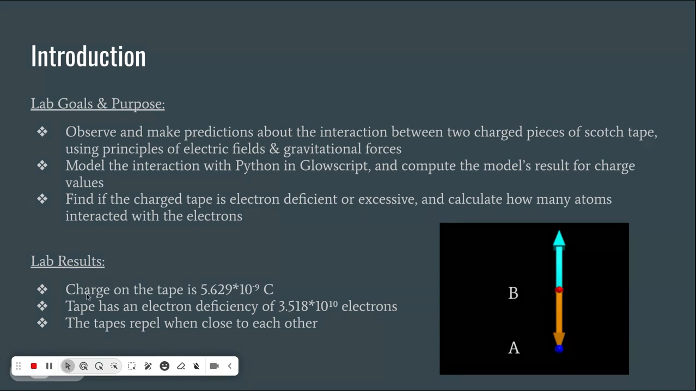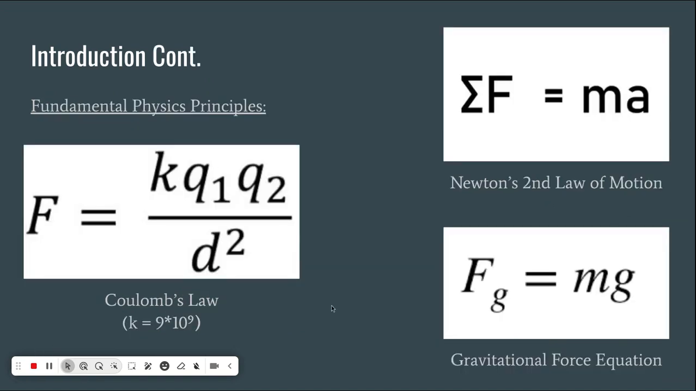So the results that I found: the charge on the tape is 5.629 nanocoulombs. The tape has an electron deficiency of 3.518 times 10 to the 10th electrons, and the tapes repel when close to each other, meaning that they have like charges. We can see a model I got from Glowscript: tape B, tape A, going up, going down.